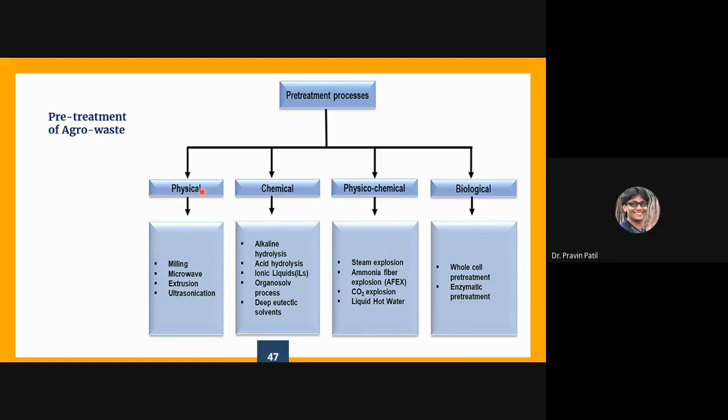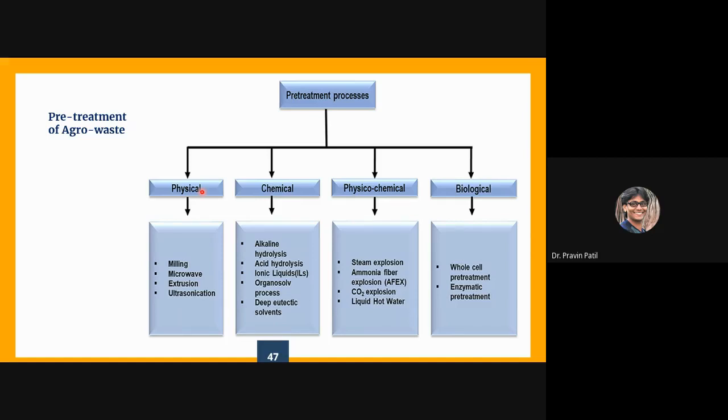The physical method means that if there is a long, huge, rigid structure, it can be milled down and broken into small pieces. However, it requires intense energy. Microwave and ultrasonication irradiation require intense energy. Microwave processes which are successful at laboratory level cannot be scaled up to the industrial level. Why? They are highly intensive energy processes. So physical is out of scope at this moment.